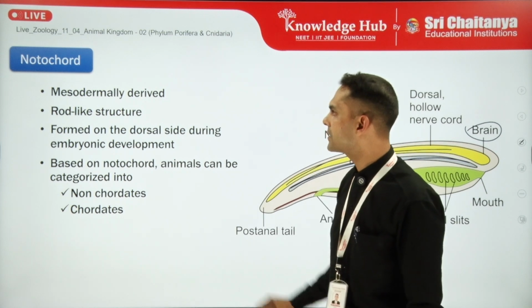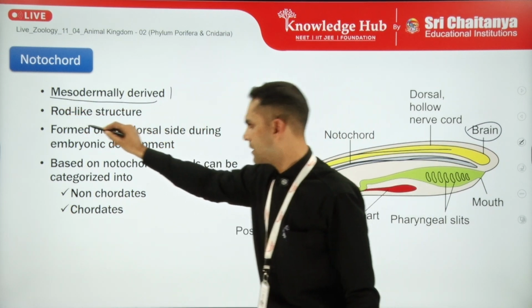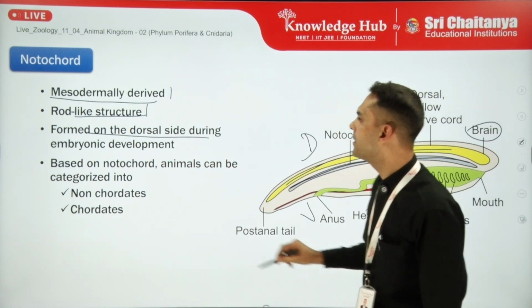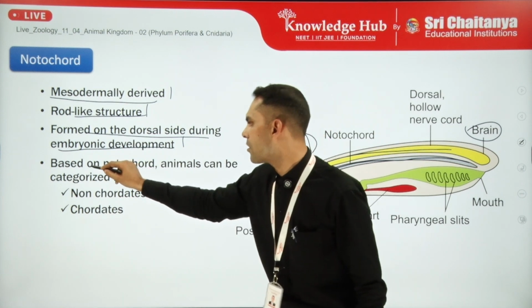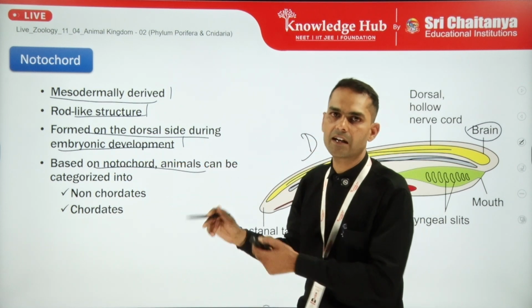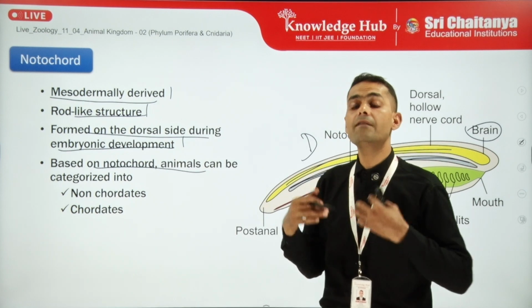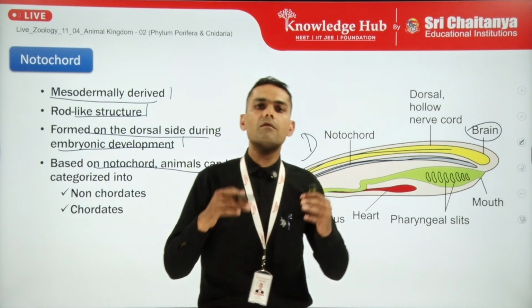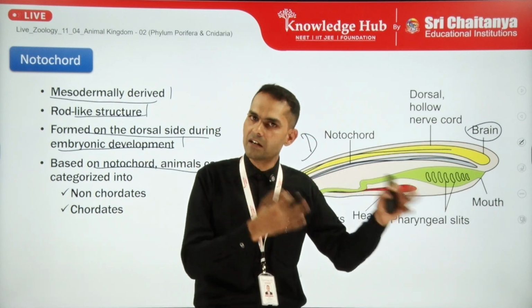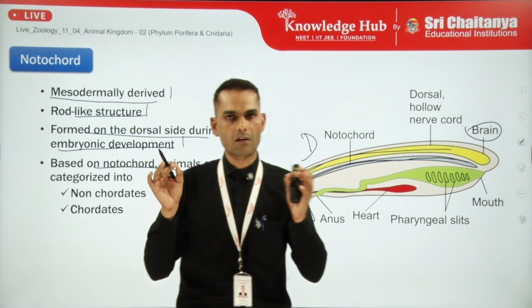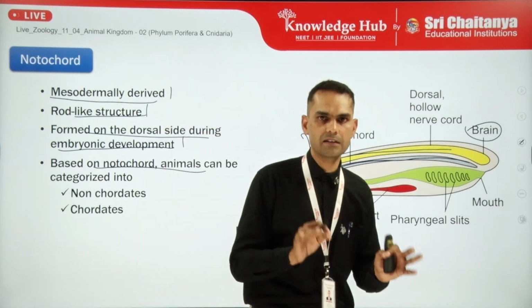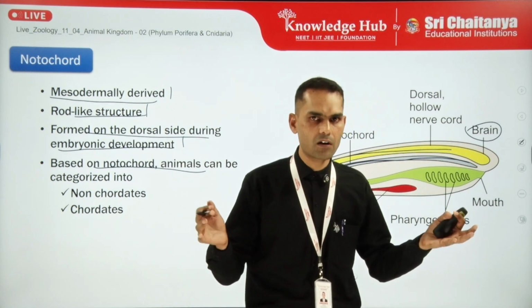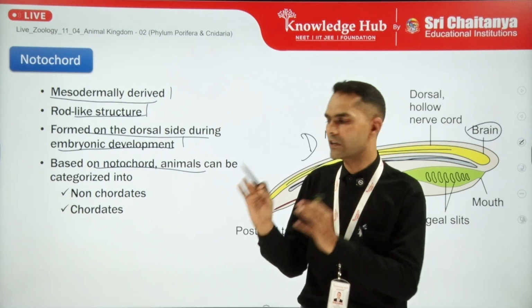So what are the characteristics? Again, a mesodermally derived rod-like structure formed on the dorsal side. So this is the dorsal side, this is the ventral side. During embryonic development, based on the notochord, animals can be categorized either into non-chordates or into chordates. So if at any stage of life an organism develops a notochord, whether it persists or degenerates, but at any stage the notochord appears, then such an organism will be categorized as a chordate, and the rest of them, which do not have a notochord at any stage of life, will be termed non-chordates.